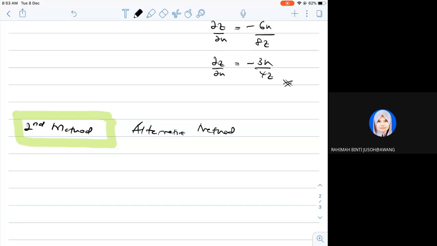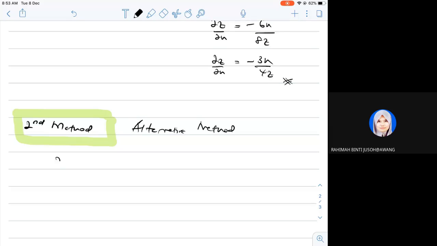Okay, for the second method, let's say the question asks you to find del z over del x. The formula is like this, equals to negative, don't forget the negative, and then we will have f capital subscript x divided by f subscript z.